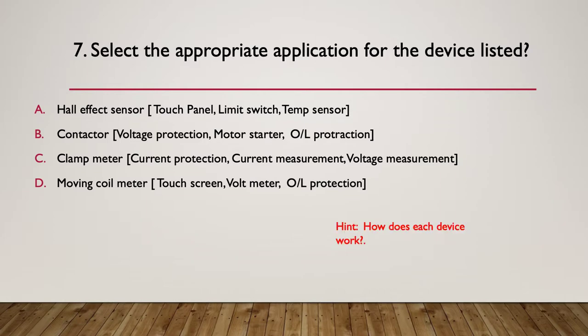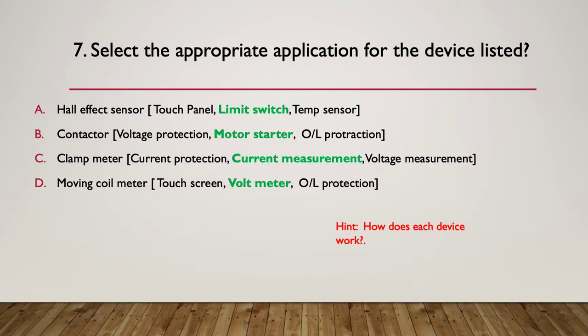So the hint is, how does each device work? So think about how each device works. And here's our answer. Hall effect sensor, it's used as part of a limit switch system. Contactor is part of normally a motor starter. Clamp meter is used to measure current. And moving coil meter is most often used as a volt meter.